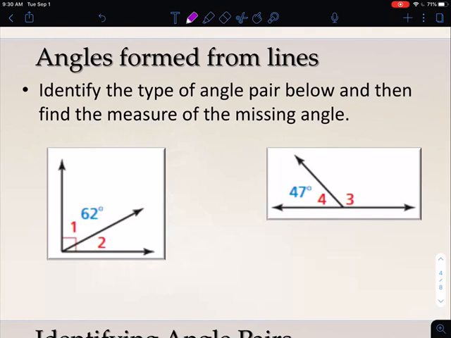So, quick example then, as we look at these two scenarios down below. Identify the type of angle pair below and then find the measure of the missing angle. So angle 1 and angle 2 here are two angles that we can see form a right angle, which means this big overall angle is 90 degrees, which means this is a complementary set of angles.